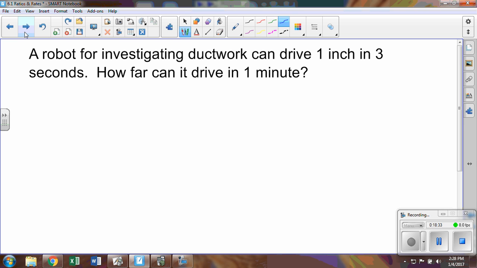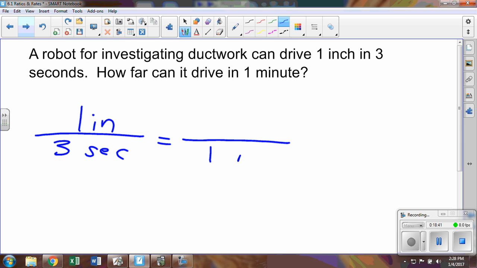Well, we'd be able to set this up pretty easily. 1 inch in 3 seconds. We want to know how far it's going to drive in 1 minute. If we're going to answer this, I want to know not how many inches it's going to be, but how many feet it's going to go in a minute. Well, once again, the labels don't match, so we have to start working with the labels. In particular, we'll say 1 minute is 60 seconds.